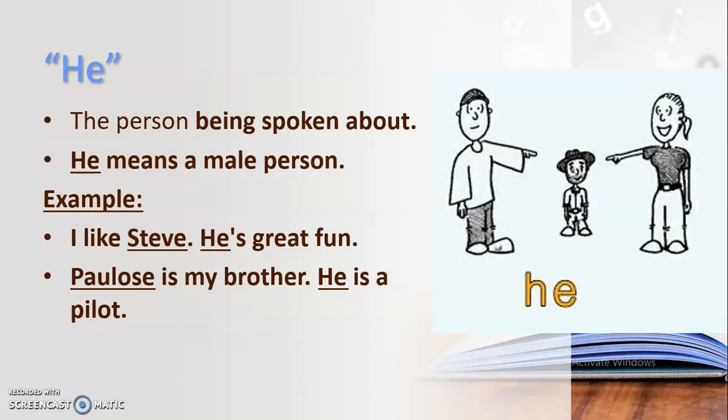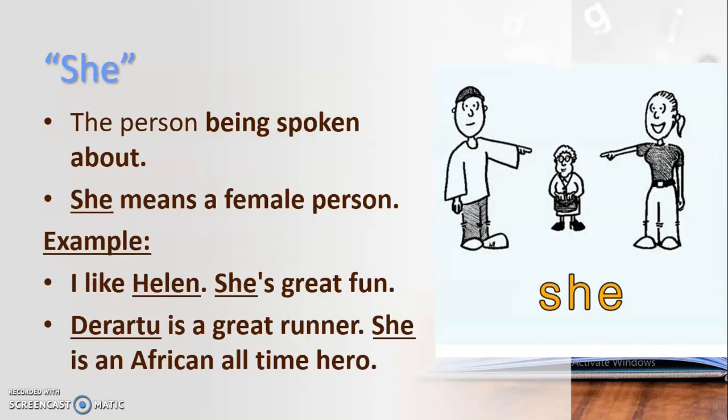He, the person being spoken about. So he means a male person. I like Steve, he is a great fun. So he is referring to Steve. Paulus is my brother, he is a pilot. He is again used to refer to the noun or the name of a person, which is Paulus. She refers to the person being spoken about again, but it is only used for a female person. I like Helen, she is a great fun. Darato is a great runner. She is an African all-time hero. So as I have said earlier, she is referring to Darato, and she is a female.